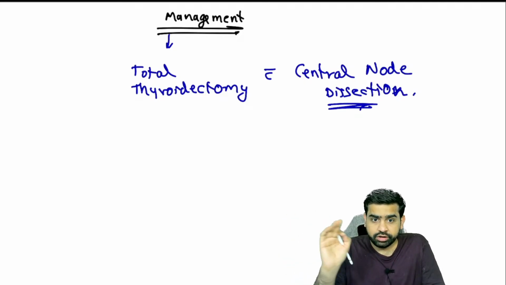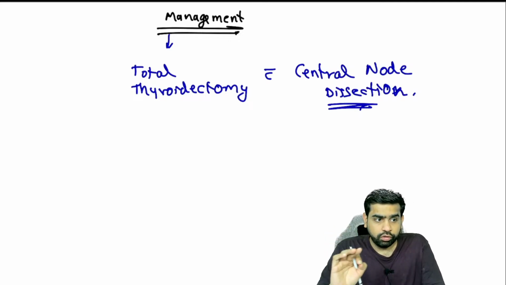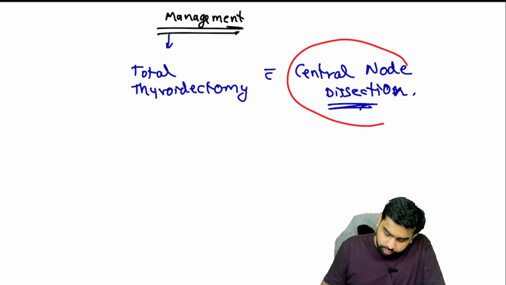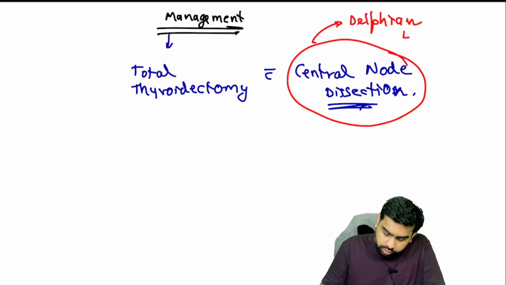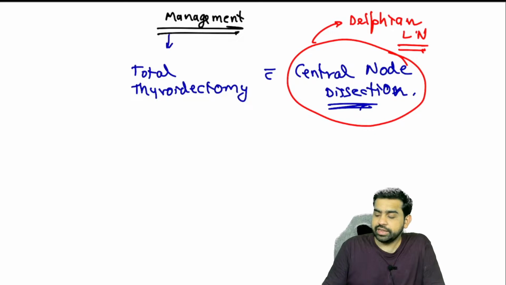Okay, so the central node is basically the sentinel node of your thyroid. What is the name of this particular central node? Can you please help me? This is also called the Delphian group of lymph nodes. So this is what is called a Delphian lymph node. This is the sentinel node of the thyroid, and if it is positive, then you proceed and perform a modified radical neck dissection. I hope you are able to appreciate these things in a better manner.